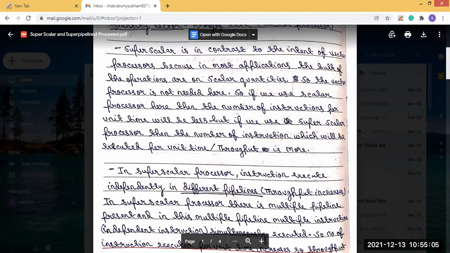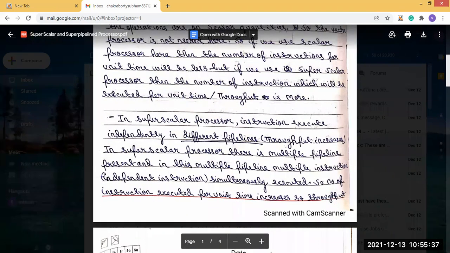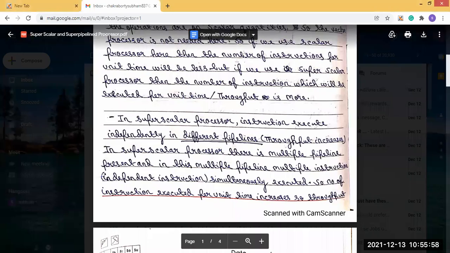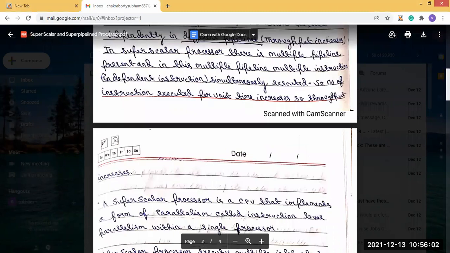So that means per unit time, multiple instructions will be executed. If multiple instructions are executed per unit time, then the throughput will be increased. One is related to another. So that's why it is said that if in a superscalar processor there are multiple pipelines present, these multiple pipelines will execute multiple instructions simultaneously. That means the instruction number will be increased per unit time, so we can say the throughput will be increased in the superscalar processor.